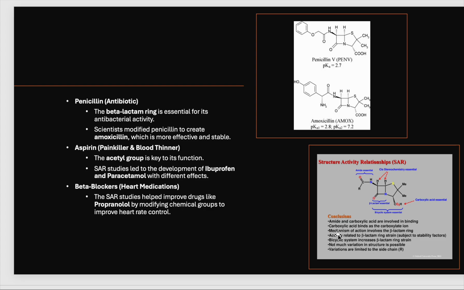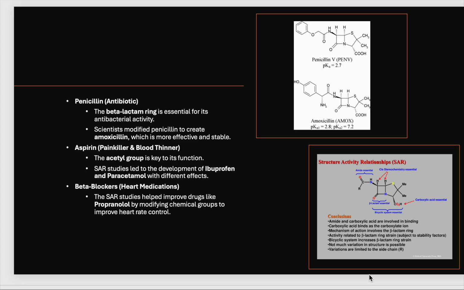So mechanisms of action involve the beta lactam ring. Activity is related to the beta lactam ring being strained, subject to stability factors. Obviously it has to be strained. And the bicyclic system increases beta lactam ring strain, because this is a very strained system. We can see that it's a 4-membered ring. Not much variation in the structure is possible because these parts are absolutely important. That is why they kept this part as it is.